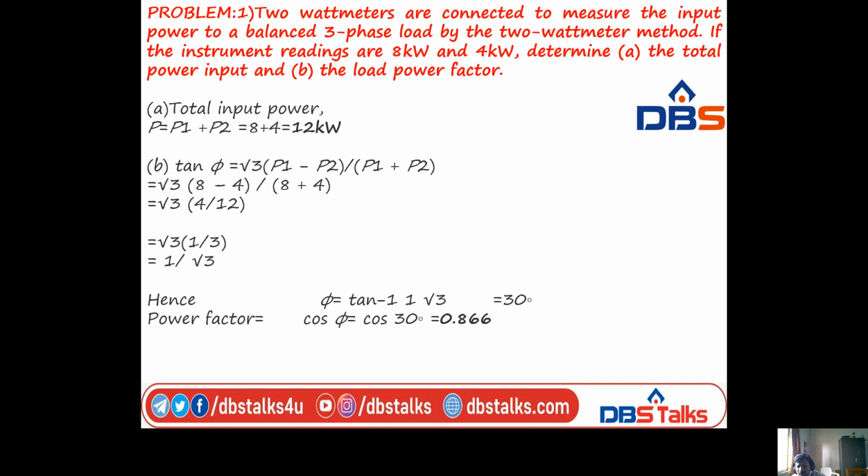Therefore, power factor is cosine of phi, that is cos 30 degrees, which is equal to 0.866. Power factor is 0.866. Like that, you have to calculate it.